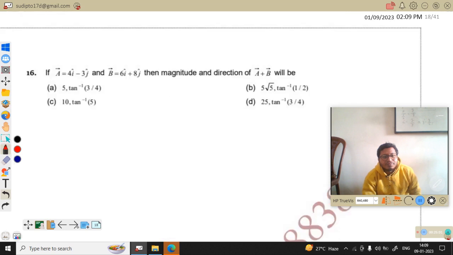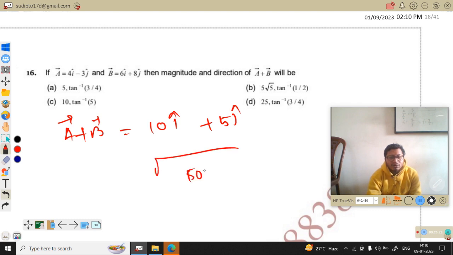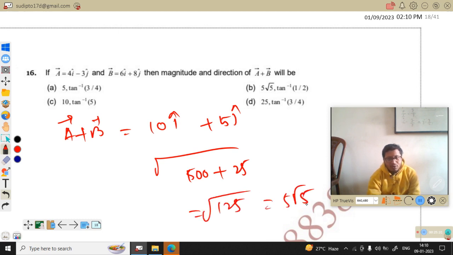Next question. A vector is this, B vector is this, find the magnitude and the direction. Magnitude is the simple question. The vector is 10 i cap plus 5 j cap, so magnitude is 100 plus 25, which is 125, root under 125, which is 5 root 5. That option is given here.